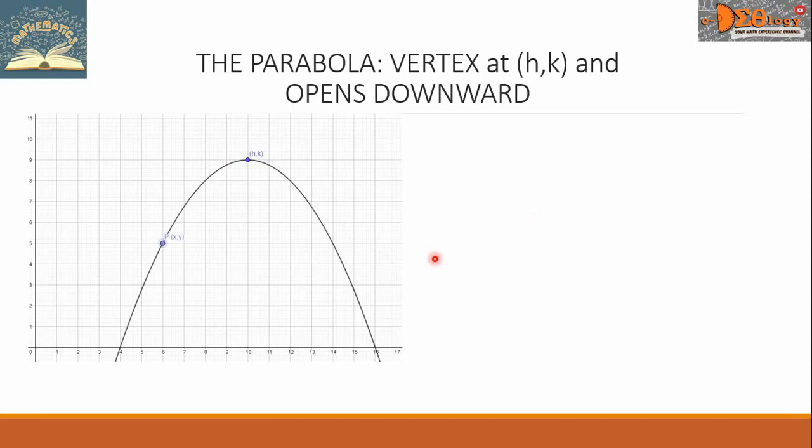Let us consider this parabola that opens downward and has vertex at (h, k). Let us pick one point of the parabola, denote it as P with coordinates (x, y), and this represents all the points of the parabola.